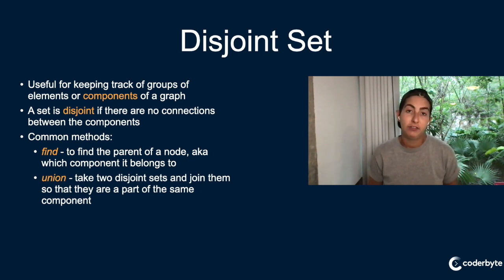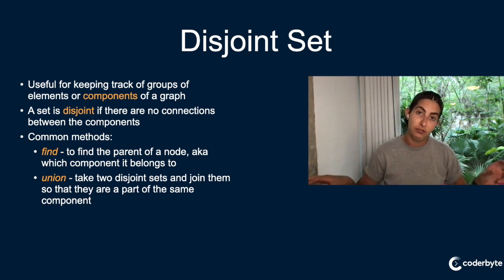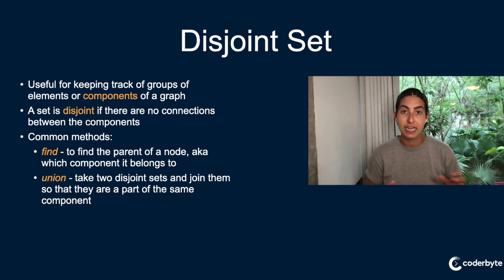Union is a way of taking 2 disjoint sets, remember the sets are not connected, that's why they're disjoint, and joining them so that they are now part of the same component. All of those nodes that once upon a time had 2 different parents now share the same parent. In a graph, let's say you have 2 different components and you add an edge between 2 nodes in 2 different components, right? That's what creates that union and puts them into the same component with the same parent. All of those nodes will have the same parent in that case.